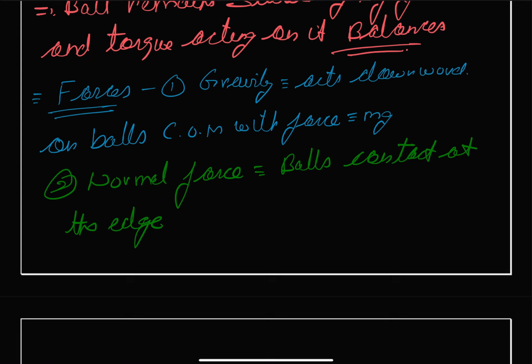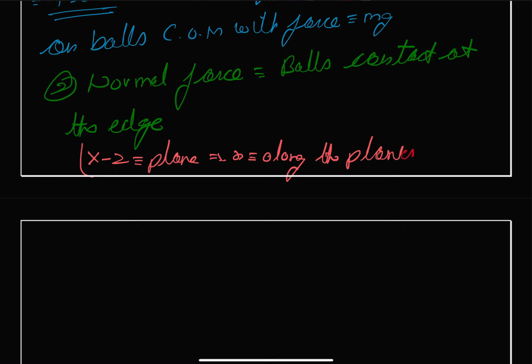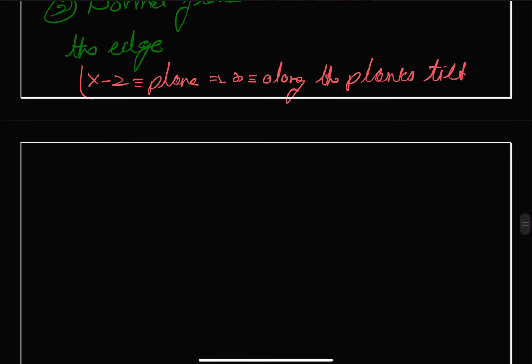And so let us consider this in the xz plane, where x is along the plank's tilt direction, and our z is vertical when our theta is 0.